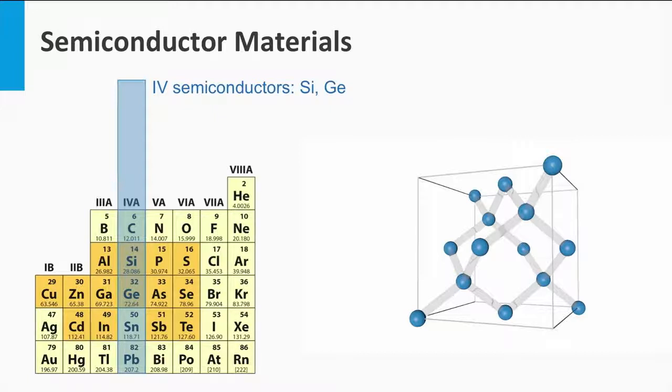Silicon and germanium can be considered as group 4 semiconductor materials. The 4 stands for the number of valence electrons. Why is carbon not a semiconductor as it has the same lattice?